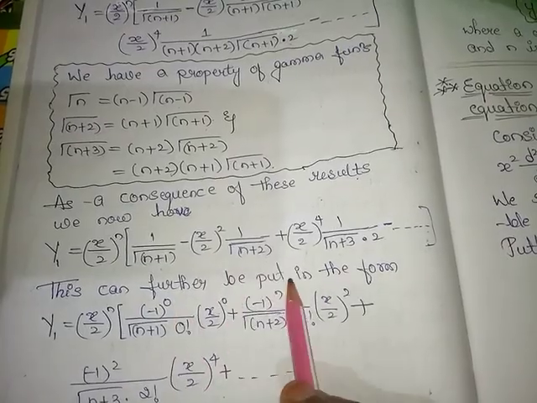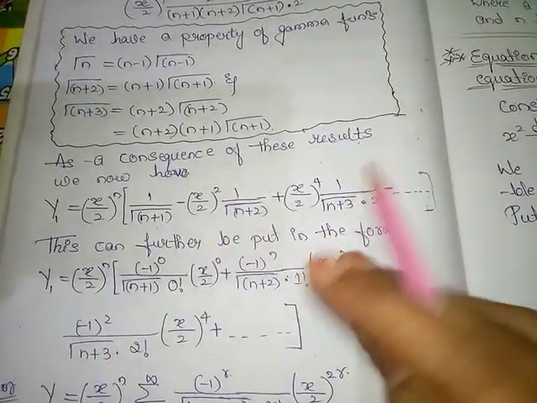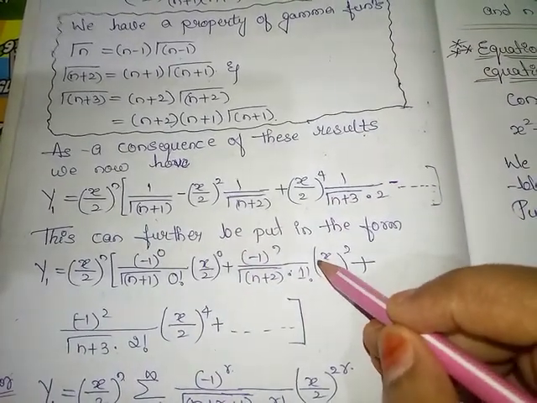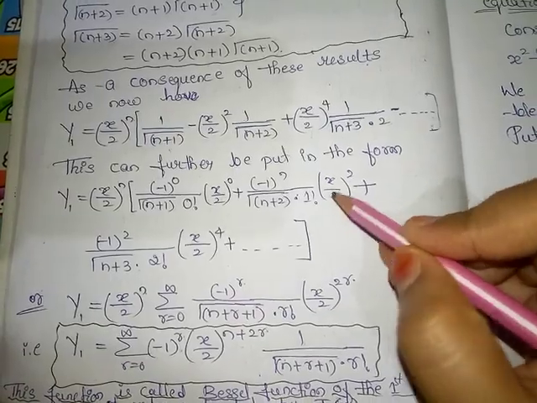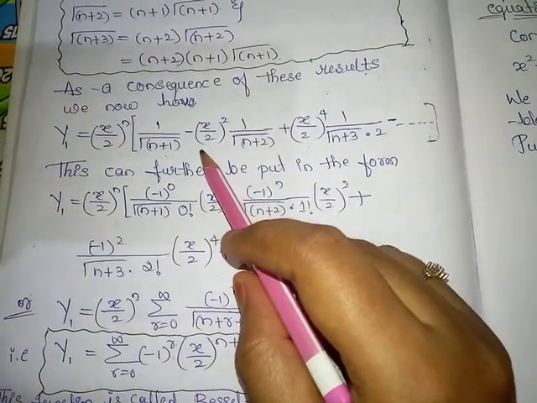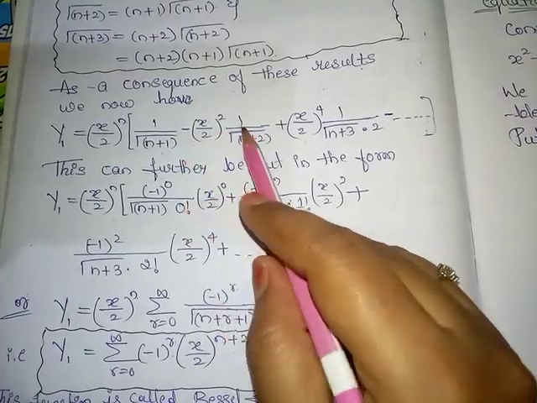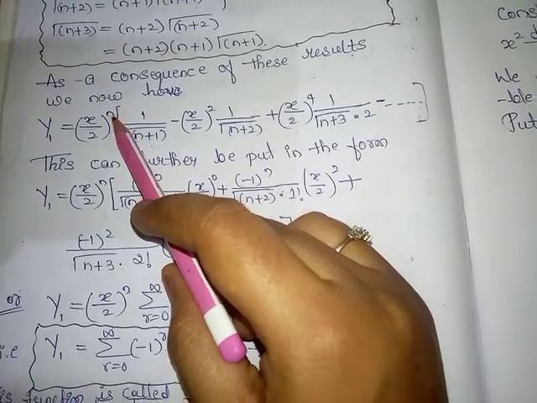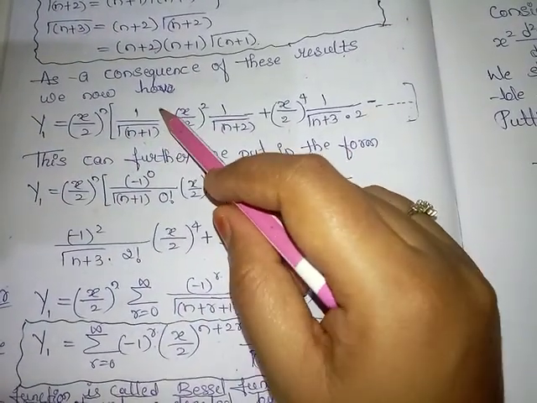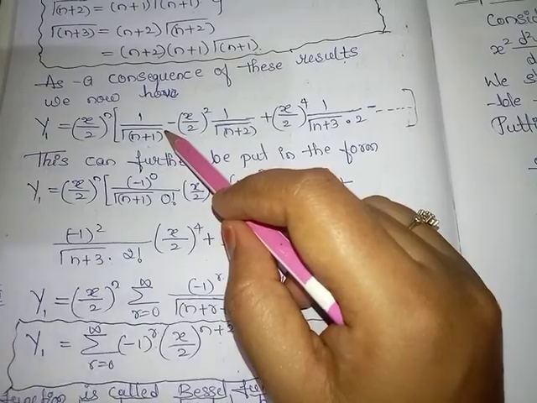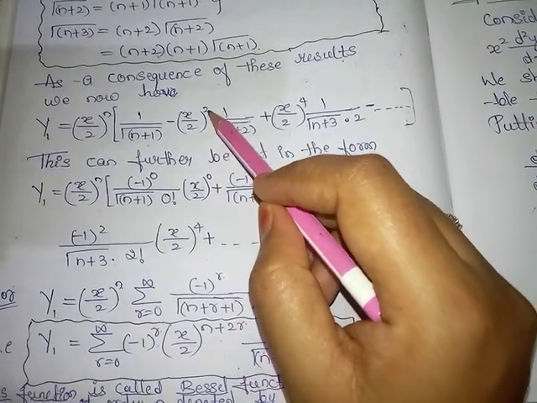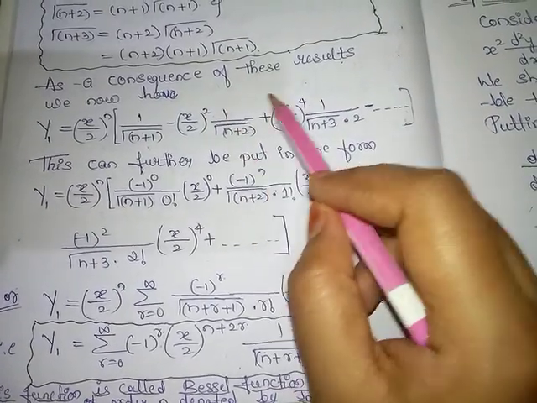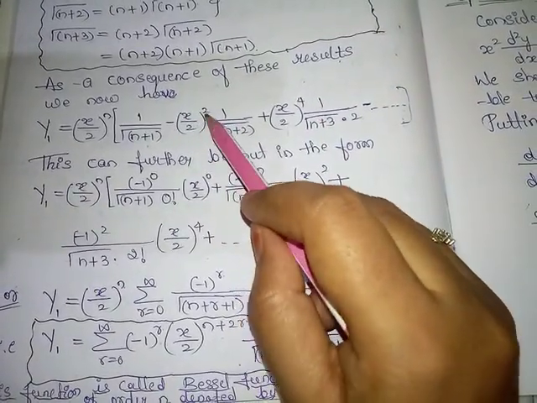This can further be put in the form. Here we will take x by 2 term common. Before that, to take x by 2 common, it should be present in all the terms of the equation. See here we have x by 2 raised to n, and we don't have x by 2 term in this first term. Here we have x by 2 whole square, x by 2 raised to 4, and also we have to observe the powers of x by 2.